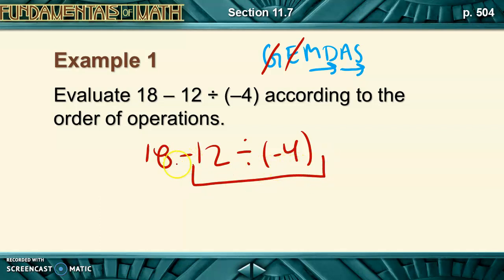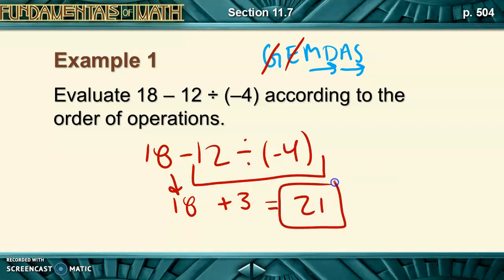Okay, what is negative 12 divided by negative 4? Well, negative 12 divided by negative 4 is the same thing as positive 3. So 18 plus 3 is all we have left over. 18, and all of this is 3. And 18 plus 3 is 21.